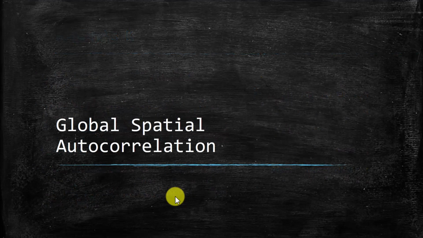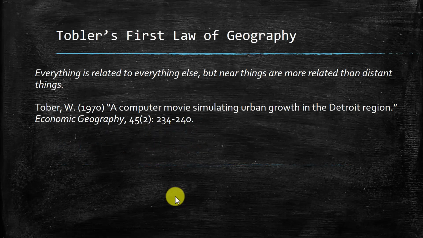Okay, so now we're going to move on to look at global spatial autocorrelation. These are measures of spatial autocorrelation globally, so for the entire data set. The idea of spatial autocorrelation goes back to Tobler's first law of geography, which is basically that everything is related to everything else, but near things are more related than distant things. According to this law, you would expect that features that are closer together tend to have more similar values than features that are further away.